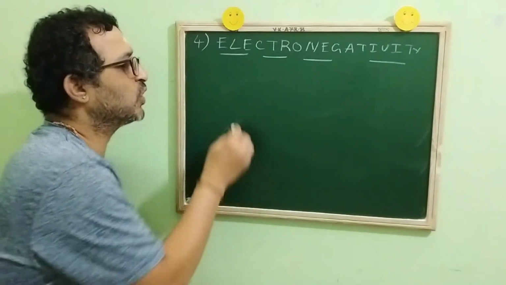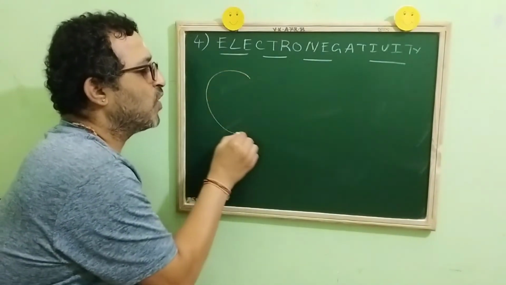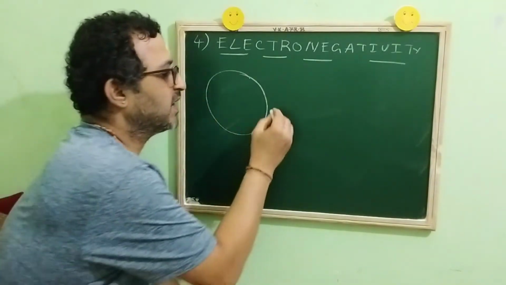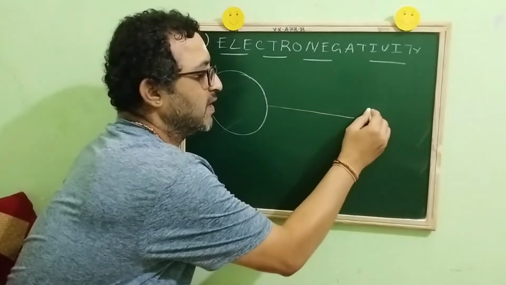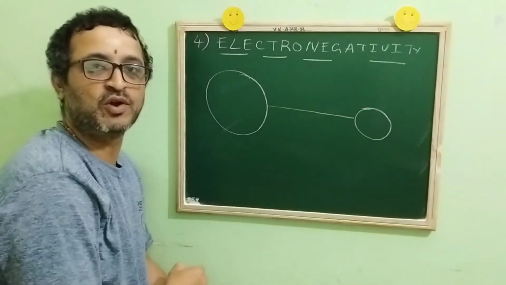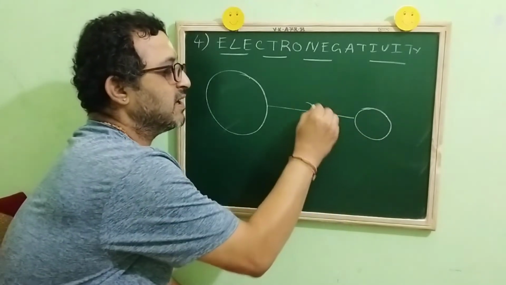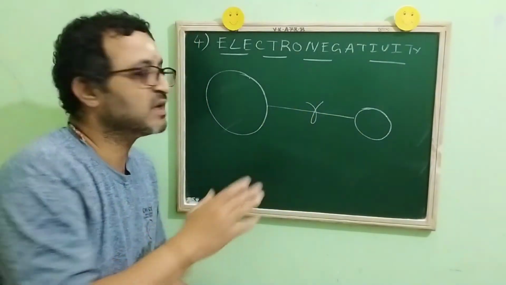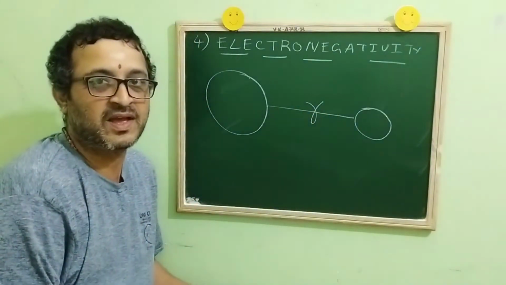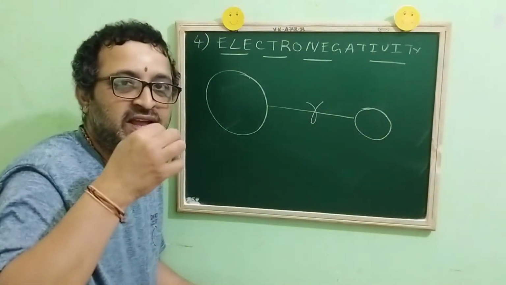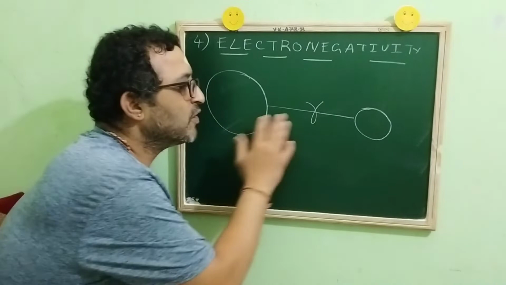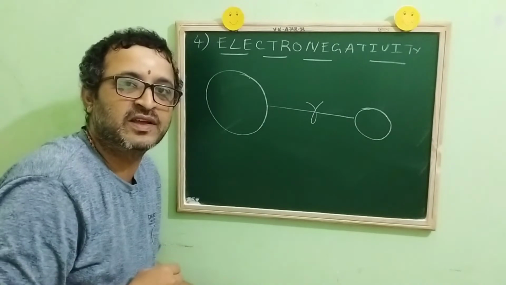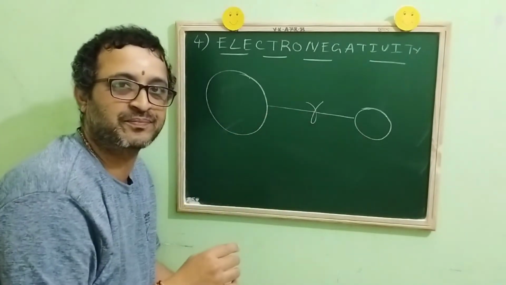Children, to understand electronegativity, we'll take one simple example: a tug of war game. This is one fellow, this is the rope, and this is one more fellow. And this is the knot, which is exactly in the center before the start of the game. As soon as the referee blows the whistle, out of these two, who will win? That is, the knot will be closer towards which fellow? This fellow or this fellow?